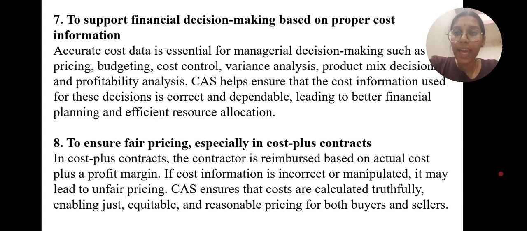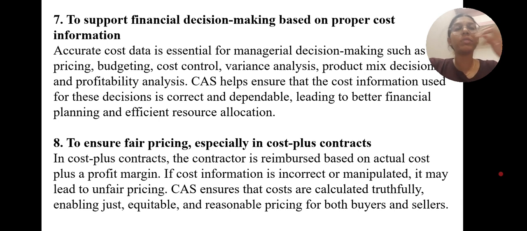So this CAS helps to ensure that the cost information used for decisions is more reliable and accurate, so that better financial planning is utilized and the use of resources is efficient, and no resources are left over or wasted. And the last one is to ensure fair pricing, especially in cost plus contracts.